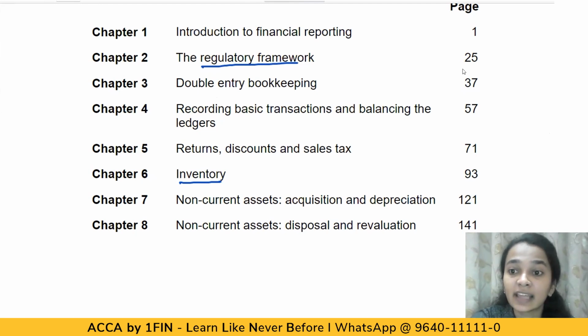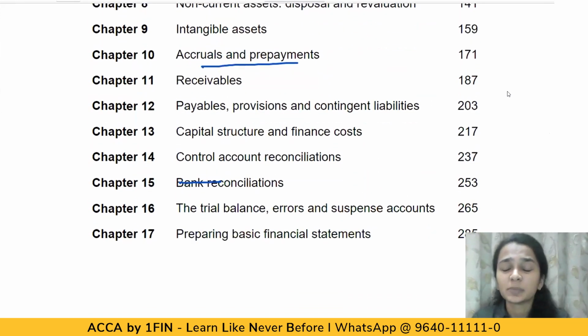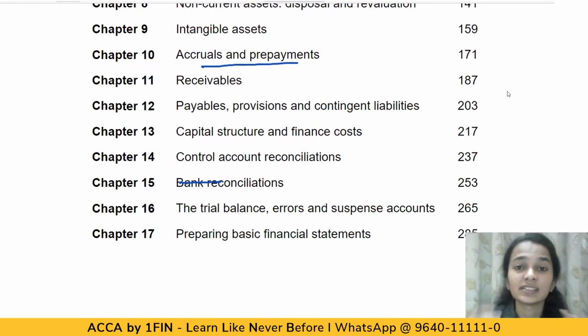And then there are preparation of final accounts, intangible assets, receivables, payables, capital structure of companies, bank reconciliation, and trial balances. All these basics which you would have studied at your 11th and 12th level, we are going to cover in all of those.